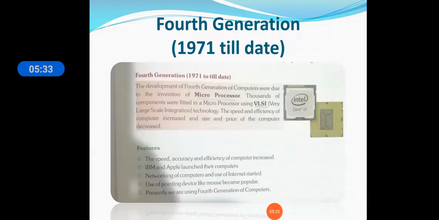So you can see here, students, these are the VLSI technology of the computer in the fourth generation. Because of this, the speed, accuracy and efficiency of computers increased. IBM and Apple launched their computers. Now here the era of IBM and Apple comes. You know, Apple iPhones are there. Okay, IBM computers are also there.